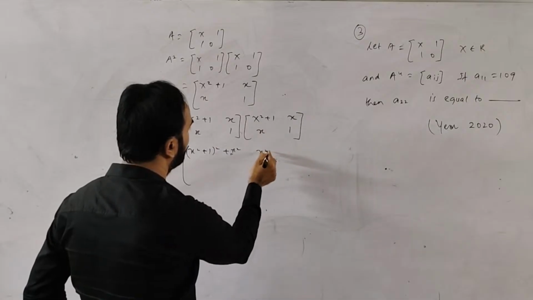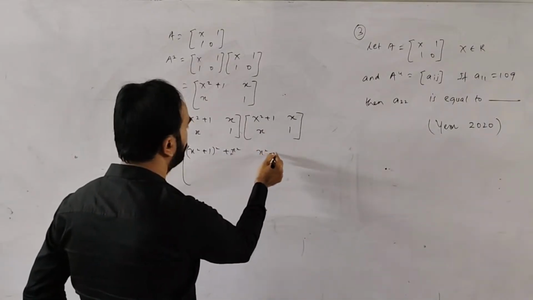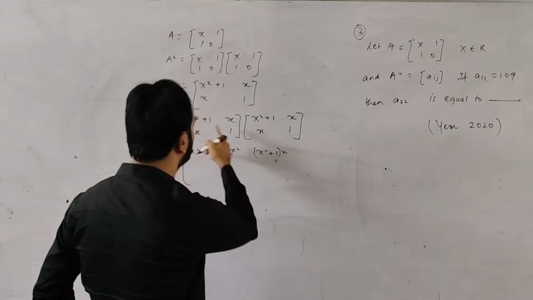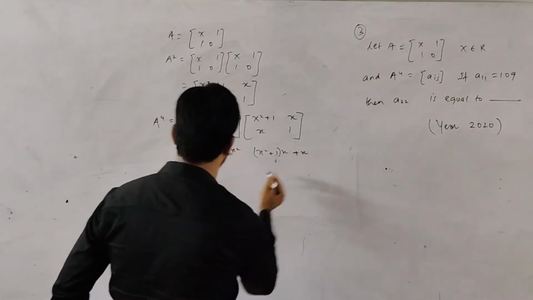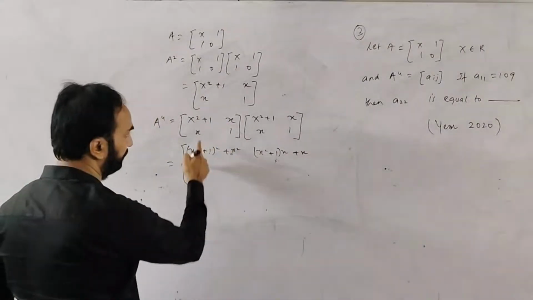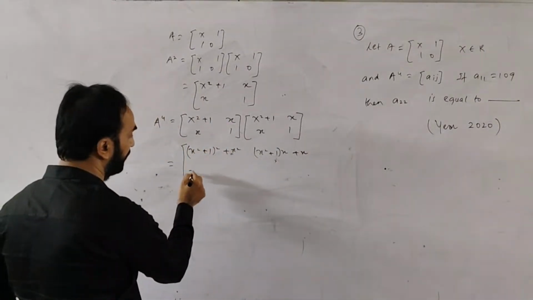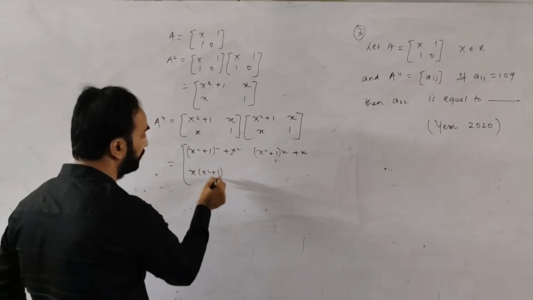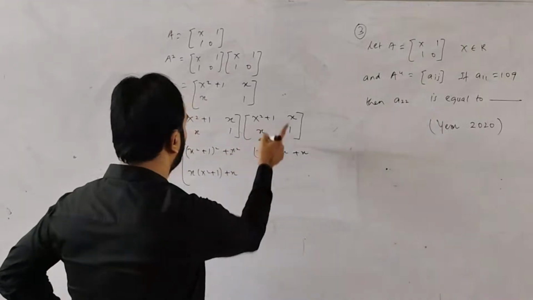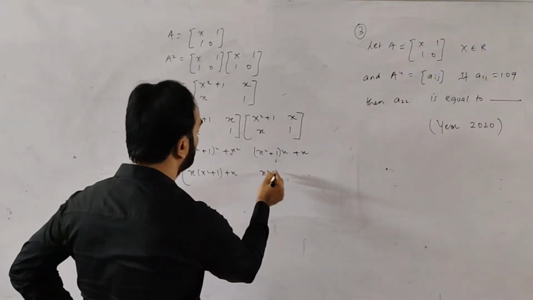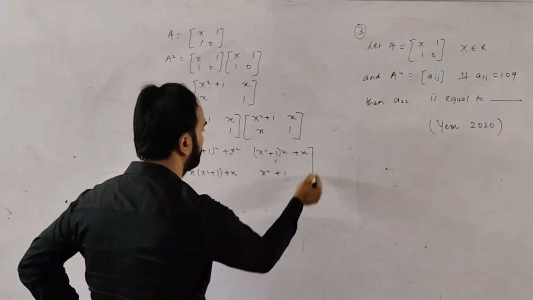x square plus 1 into x square plus 1 into x, and plus x. Second row, first column is x into x square plus 1 and plus x again. Second row, second column is x square plus 1, right?